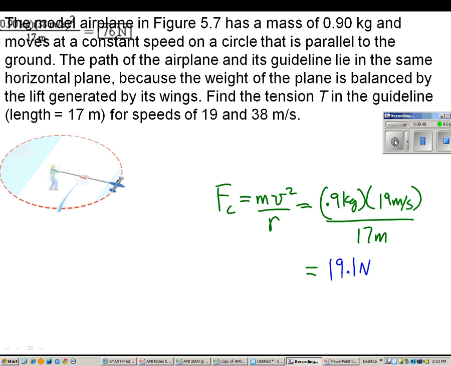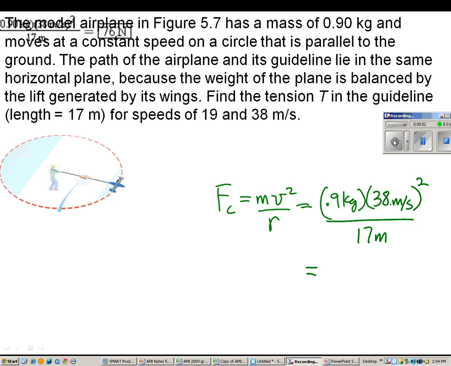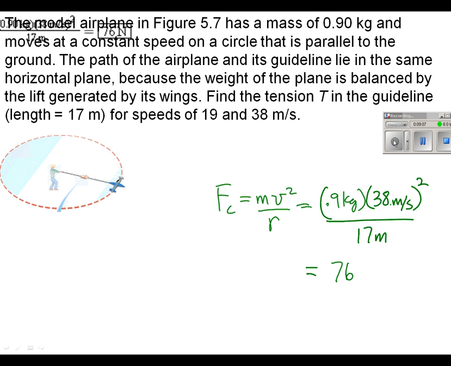So for the 19 meters per second, we end up with an answer of 19.1 newtons. And if you have a different answer, make sure you square the velocity. That's a common mistake. And then we do the exact same thing, but instead of 19 there, we're going to put in 38. In this case, we end up with an answer of 76.4.